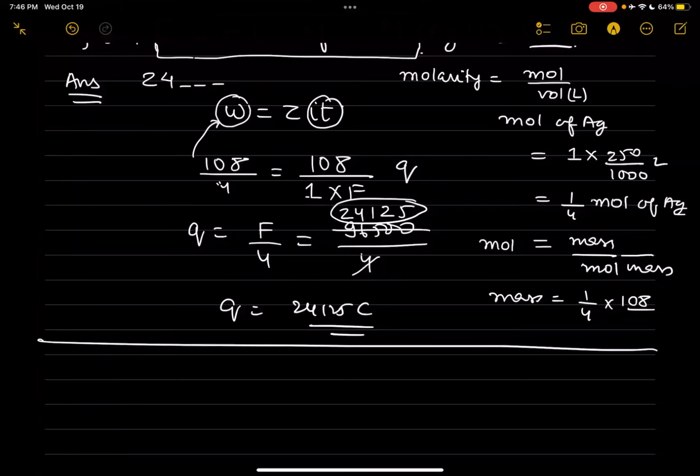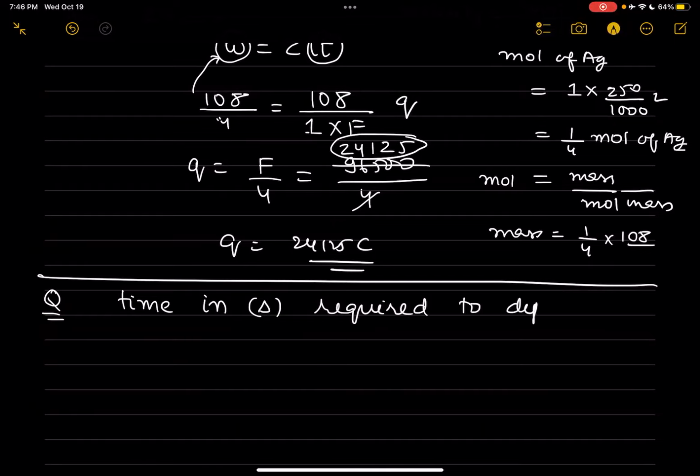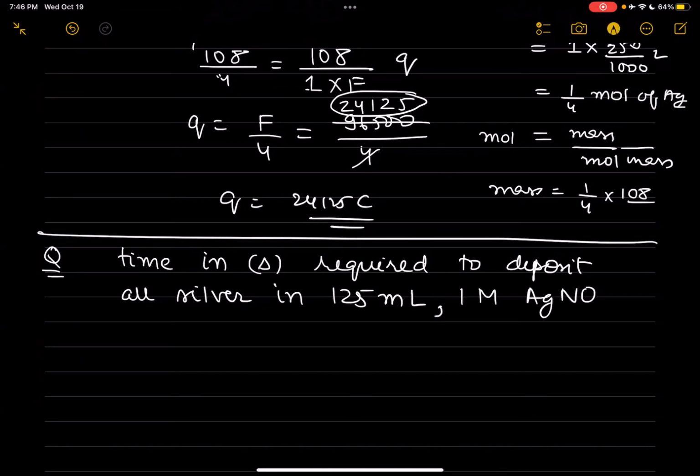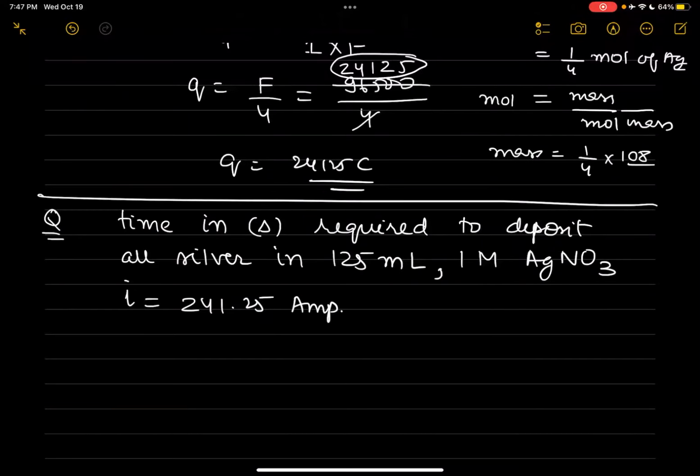So in the other problem, you need to calculate the time in seconds required to deposit all silver in 125 ml of 1 molar AgNO3. The value of current is 241.25 ampere. F is 96500. So just write, I will help you out.